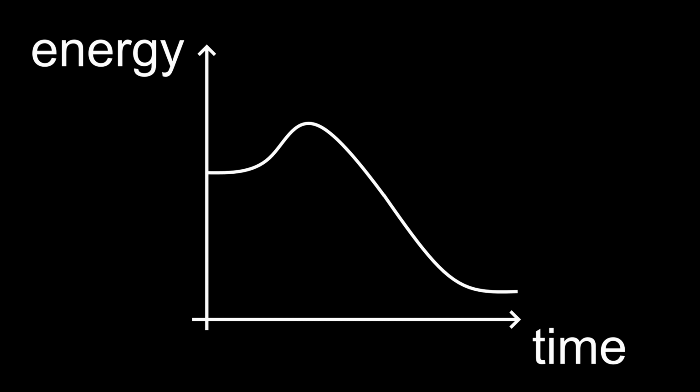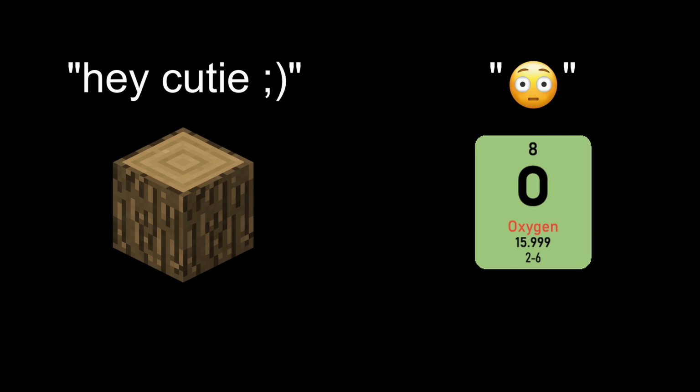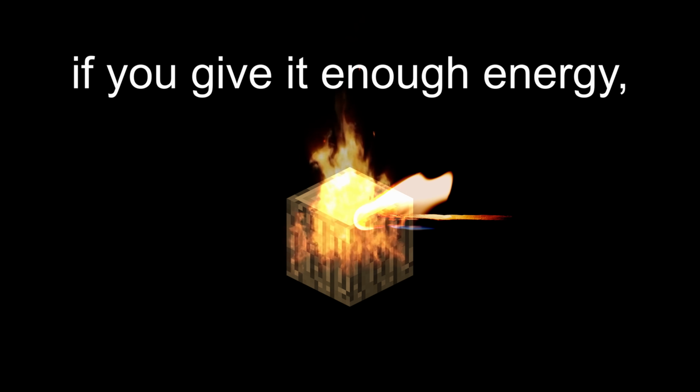A chemical change happens when the substances themselves change, and this is often accompanied by bubbles, a funky smell, or, you guessed it, explosions. All chemical reactions need activation energy to take place. Wood won't just spontaneously react with oxygen and start burning, or else, you know, the planet would be on fire, but if you give it enough energy, it will.